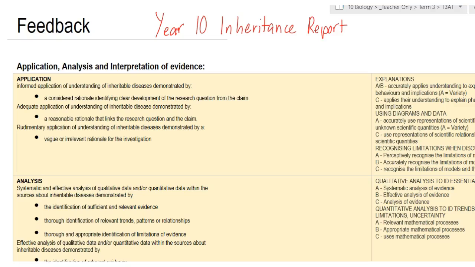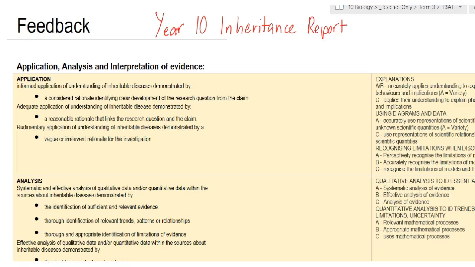And also taking that data and doing a bit more with it, either from your Punnett square or from your research. The higher level marks actually come from where people extrapolate further, and I'll explain that a little bit further in this video. So all of you have been given this rejigged feedback sheet.